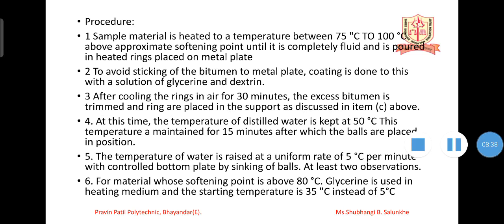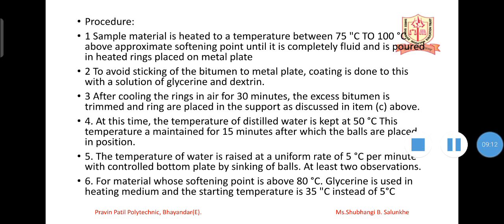So what is the procedure? Let me first see the procedure, and the observation table, and then we are going to see how we are going to perform it. So what is the procedure? The sample material is heated. Whatever sample you are going to take, first you have to heat it between 75 to 100 degrees Celsius, above the appropriate softening point, until it is completely fluent. This is poured into a heated ring placed on a metal plate. Means you have to completely soften the material.